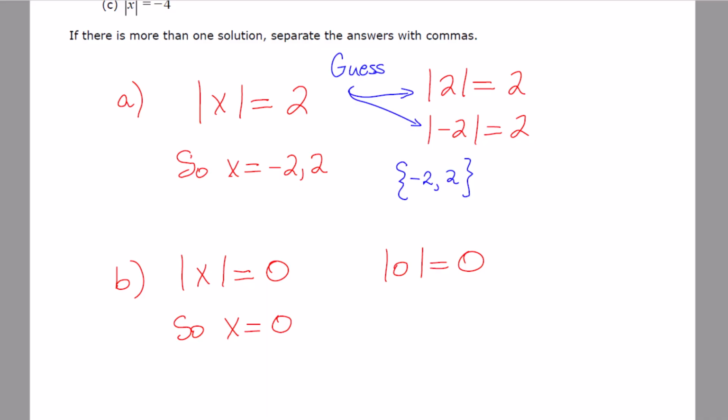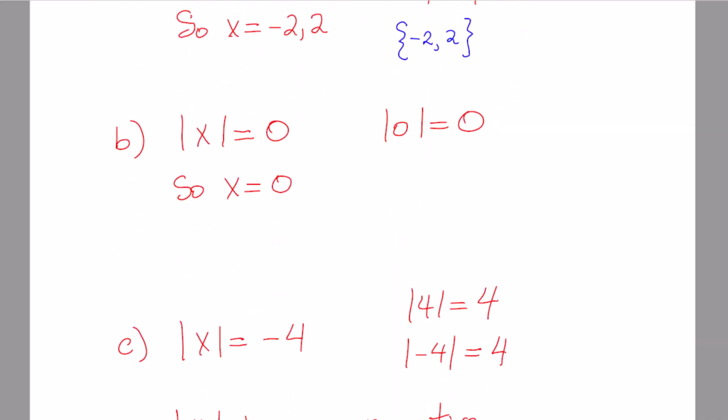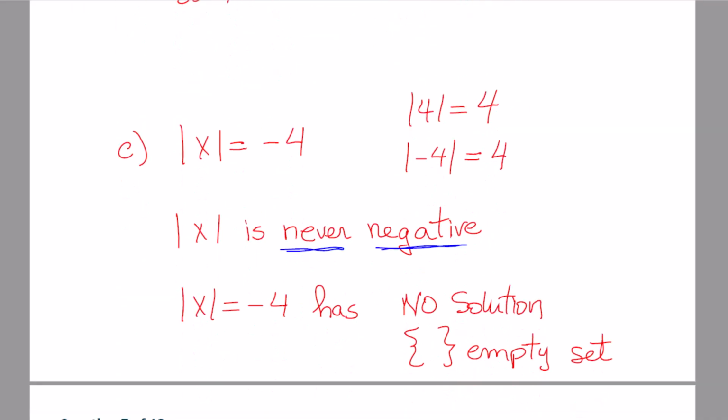Absolute value of 0. Well, if I plug in 0 for x, absolute value of 0 is 0. Let's see here. They want me to figure out absolute value of x is minus 4. Well, if I plug in 4, I get 4. If I plug in minus 4, I still get 4. And that's because the absolute value can never give you a negative number. So part C here has no solution, which we write down as the empty set.